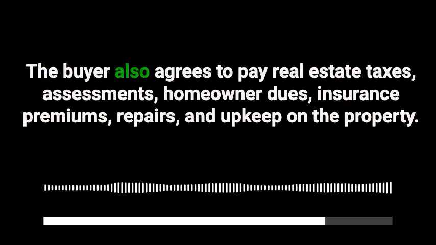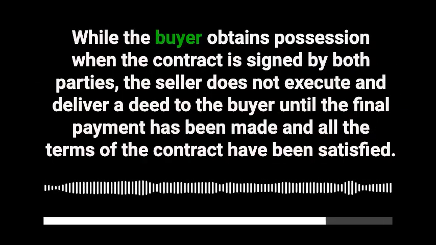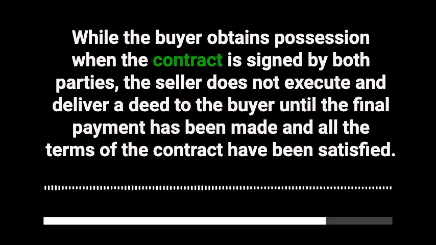The buyer also agrees to pay real estate taxes, assessments, homeowner dues, insurance premiums, repairs, and upkeep on the property. While the buyer obtains possession when the contract is signed by both parties, the seller does not execute and deliver a deed to the buyer until the final payment has been made and all the terms of the contract have been satisfied. Advantages and disadvantages.